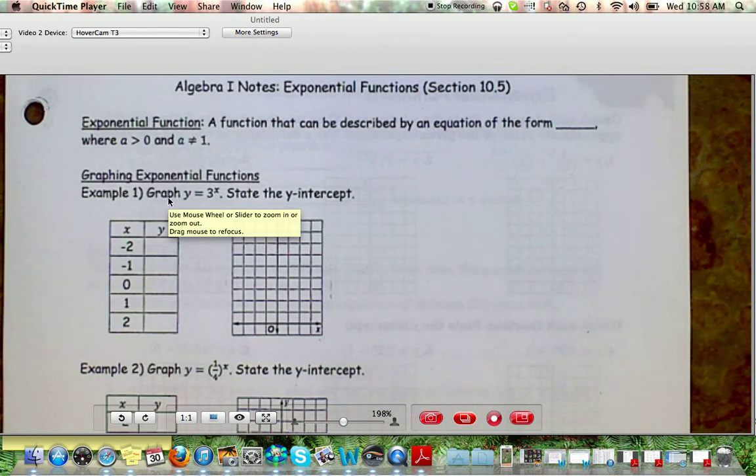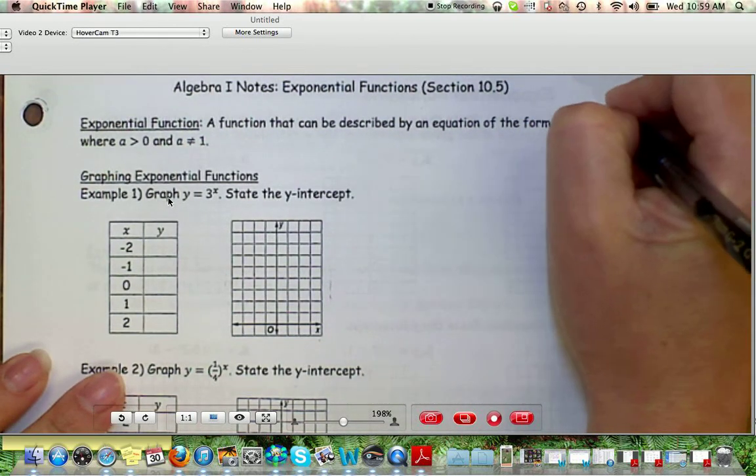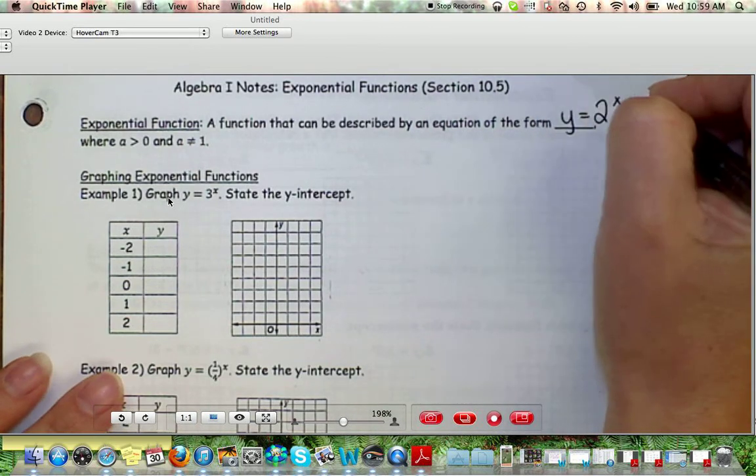Section 10.5 is all about exponential functions. It's really just an introduction to the basics of exponential functions. We haven't talked about these yet this year, but an exponential function is just a function that can be described by an equation of the form y equals something to the x power.